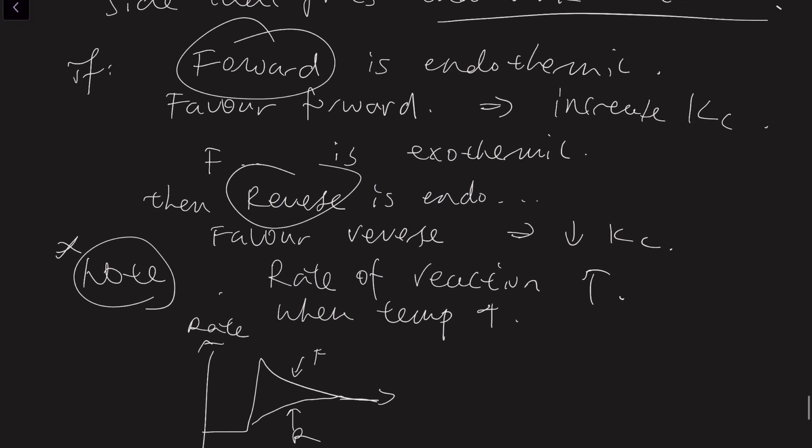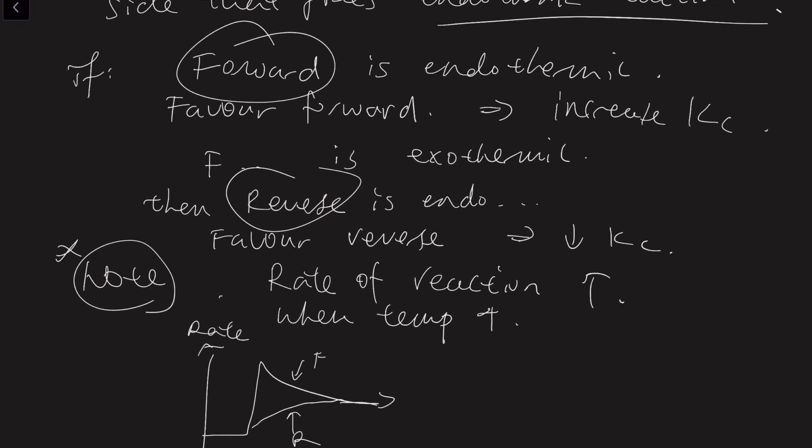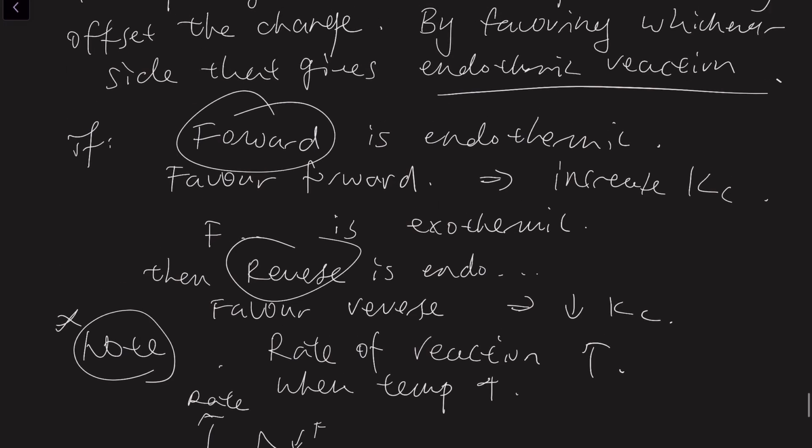The concentration of the species is dependent on which side of the reaction is favored. So if forward reaction is favored, then the concentration of product would be higher, and the concentration of the reactant would be lower. This is similar for an exothermic reaction, it's just the opposite.